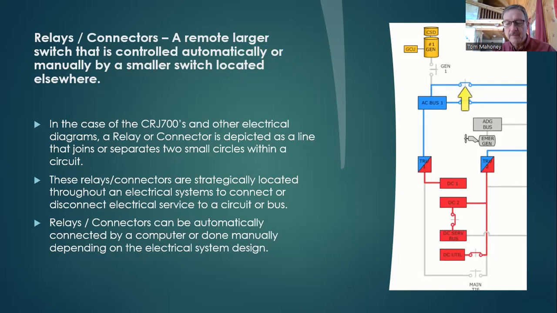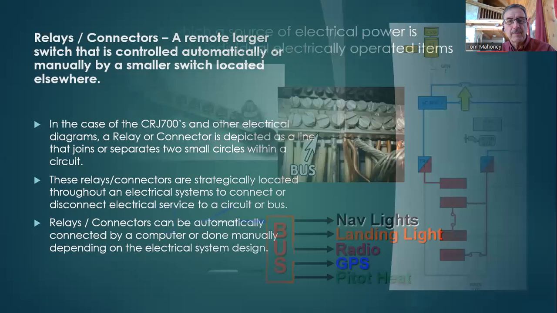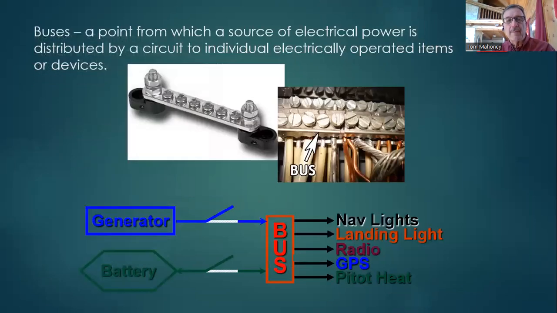Okay, moving on. Now we're going to talk about buses. A bus is a point from which a source of electrical power is distributed by a circuit to individual electrically operated items or devices. Now, the reality is there can be a couple individual items on one circuit, but generally you think of it as providing electrical power to one item. In this case, this is what a bus would look like right here. In your circuit breaker panel in your house, this is what a bus looks like.